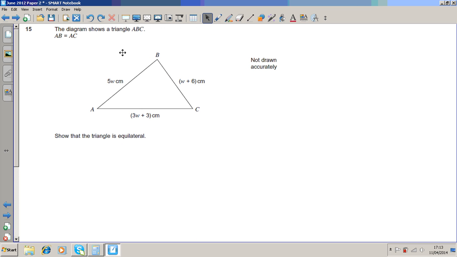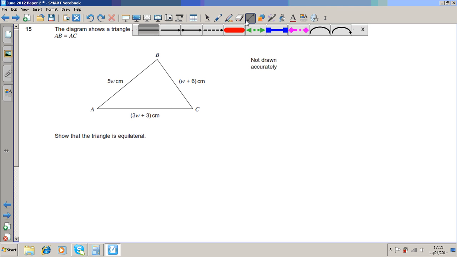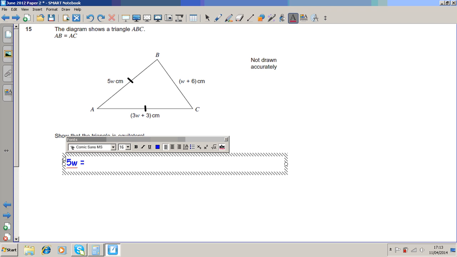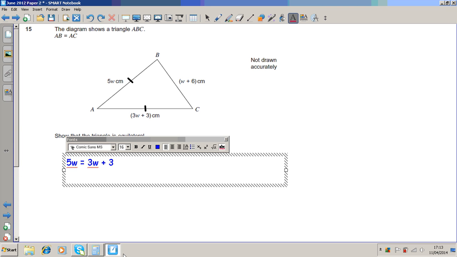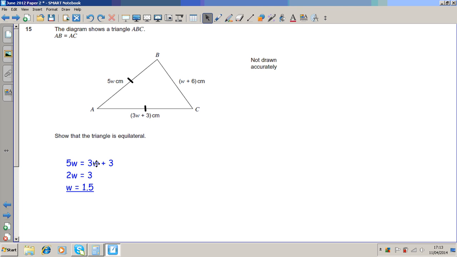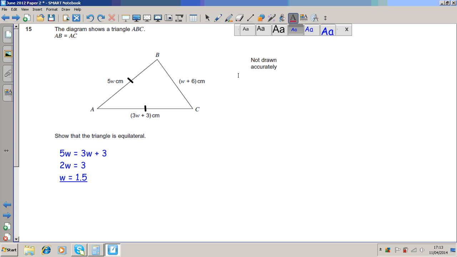Number 15. The diagram shows a triangle ABC. AB is equal to AC. That length and that length are the same. Show that the triangle is equilateral. Okay, so it's a bit tricky, but because them lengths are the same, it's telling us that 5w and 3w plus 3 are the same as each other. So now if I take off the 3w from this side and from the other side, I get 2w equals 3, which means w equals half of 3, which is 1.5. Okay, so that's the important thing, because now I've got something to work with. I've got w equals 1.5. So I'll plug that into each of them.